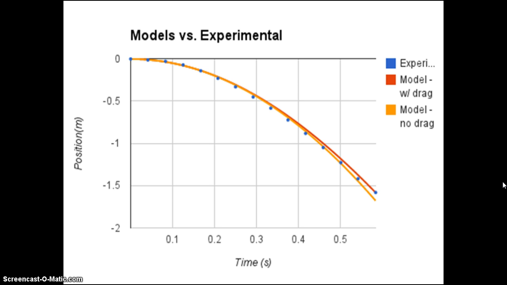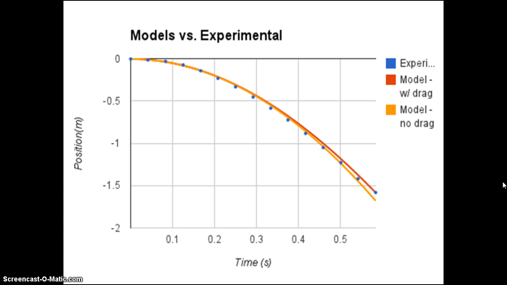The model with drag and the model without drag both show the acceleration of the ball in the negative direction. The slope of the position versus time graph is velocity, and the velocity is increasing as the time goes on, meaning the ball is accelerating.